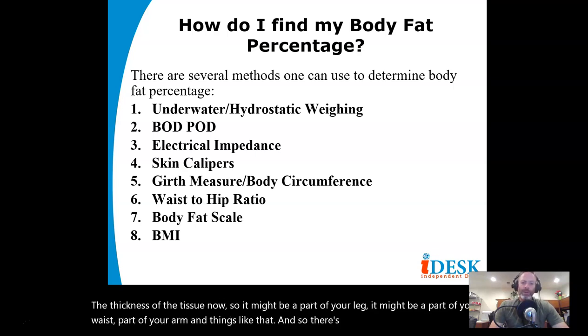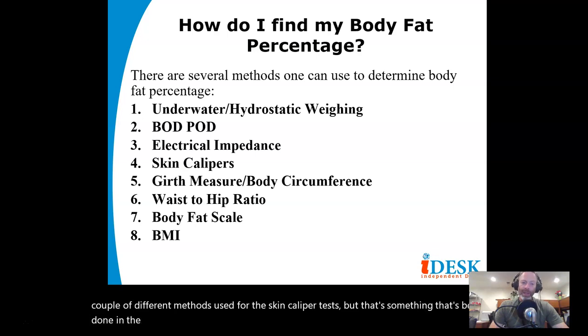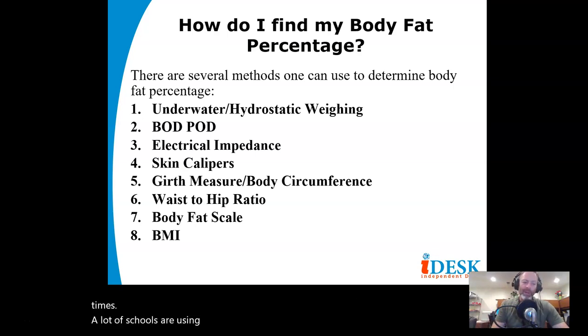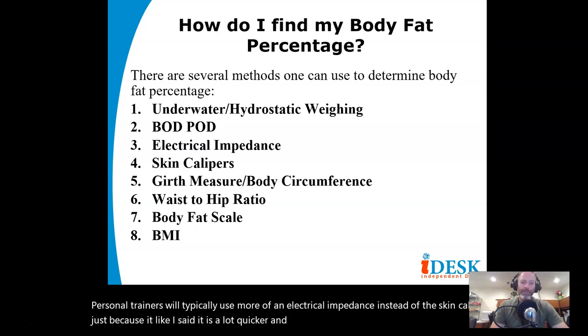There are a couple of different methods used for the skin caliper test, and that's something that's been done in the past, sometimes in physical education classes. Because electrical impedance is so much quicker, a lot of schools are using more of that method. A lot of fitness centers and even personal trainers will typically use electrical impedance instead of skin calipers, because, like I said, it is a lot quicker and a little simpler.